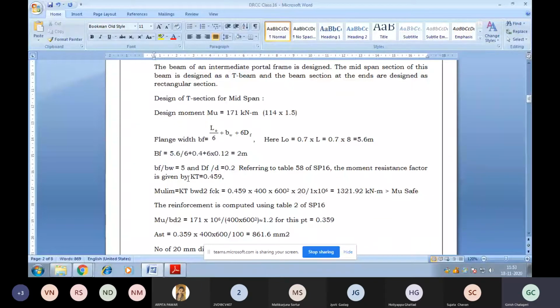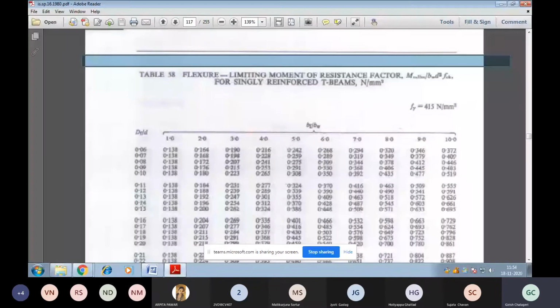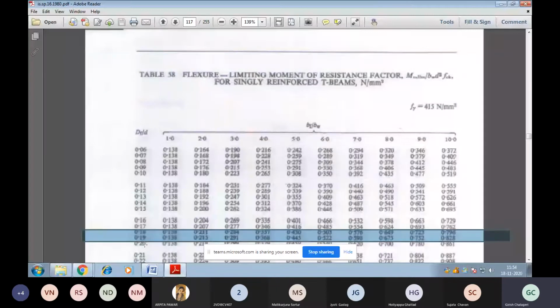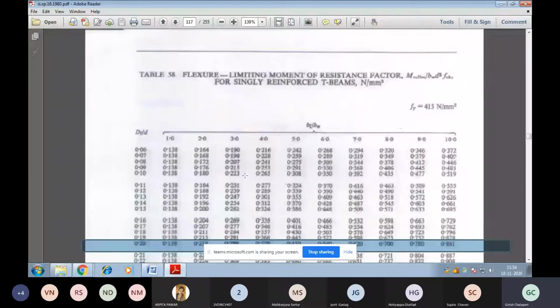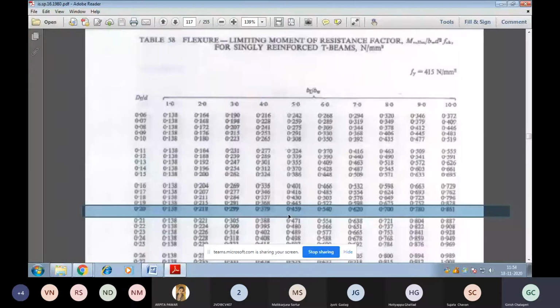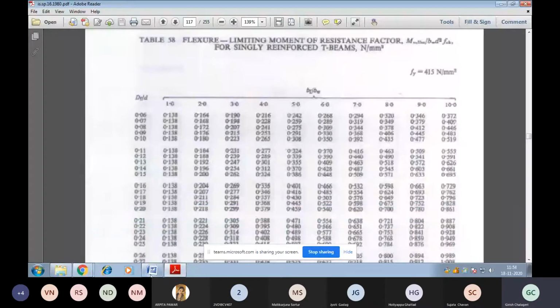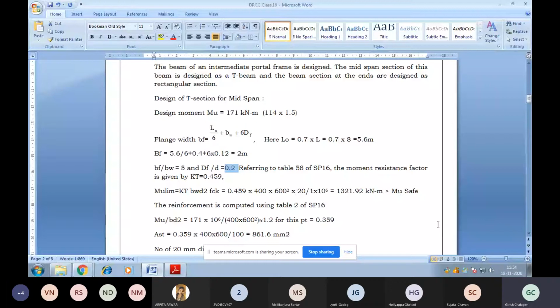And DF by D, that is 120 divided by depth 580, we get 0.2. So knowing these two, 5 and 0.2, we can see here how much we are getting. DF by D is 0.2 here, and BF by BW we have got 5. So we get the value of Mu limit divided by BW D square FCK equal to 0.459. The same thing is written here, 0.459, that is the KT value.